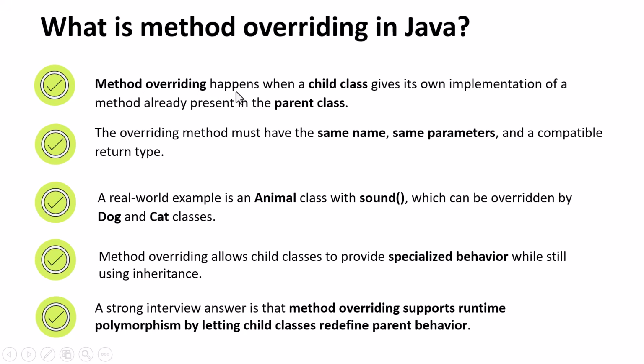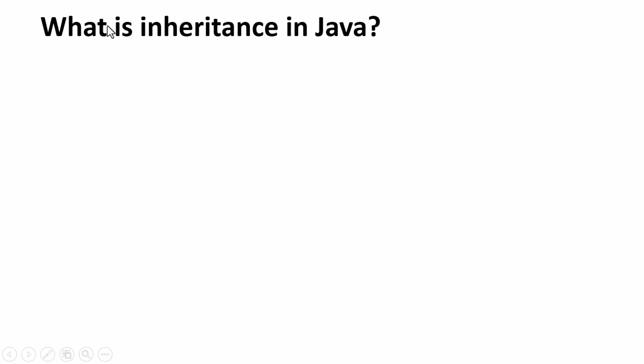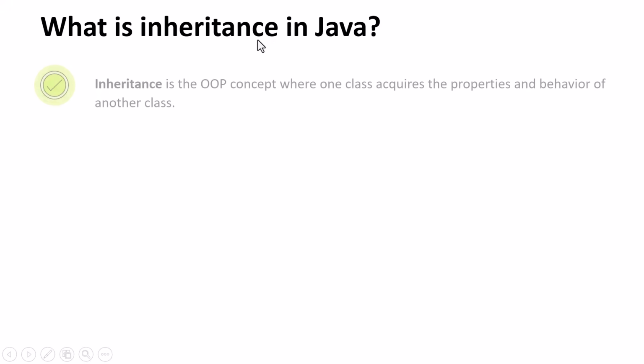Method overriding in Java means redefining a parent class method in a child class with the same signature so that the child class can provide its own specific behavior and support runtime polymorphism. Next question. What is inheritance in Java?